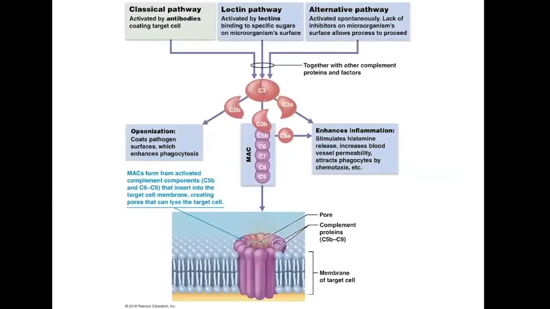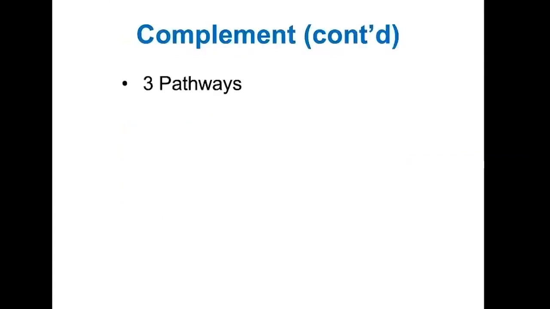This figure illustrates the three outcomes for complement: opsonization on the left, enhancement of inflammation on the right, and down at the bottom, the formation of the MAC or the membrane attack complexes. There are 3 pathways in complement: the classical pathway, the lectin pathway, and the alternative pathway. Let's take a look at the 3 pathways and what triggers each pathway. So you'll need to tell me what activates the first complement in each one of the 3 pathways, similar to what you had to learn for coagulation.